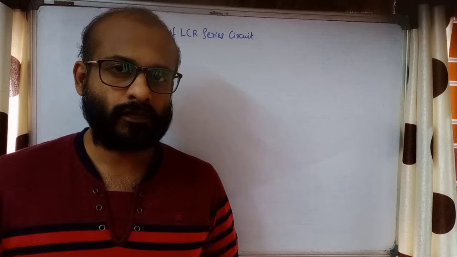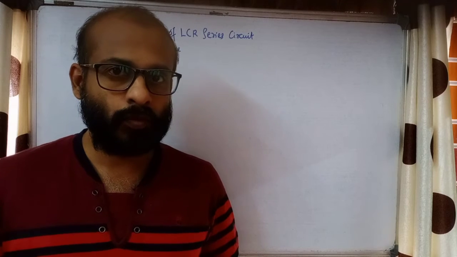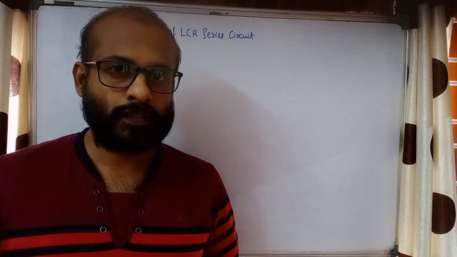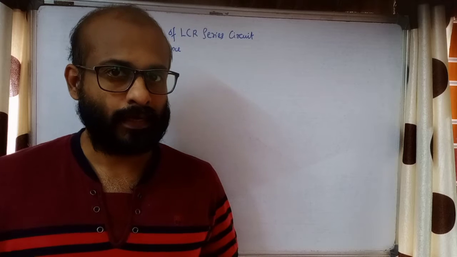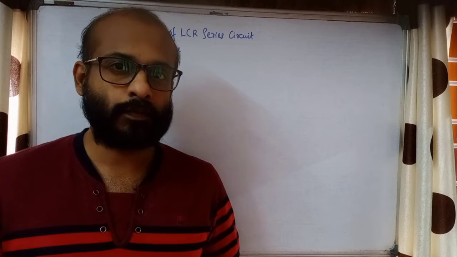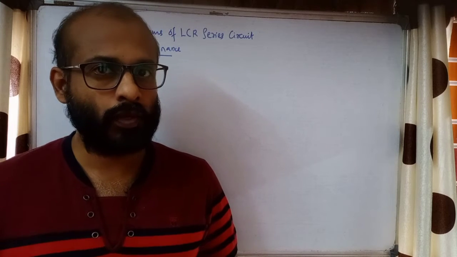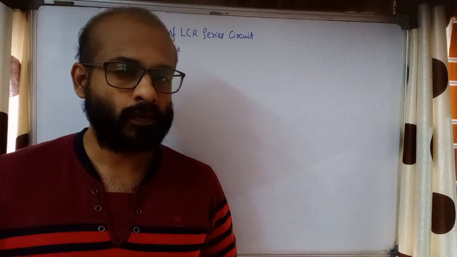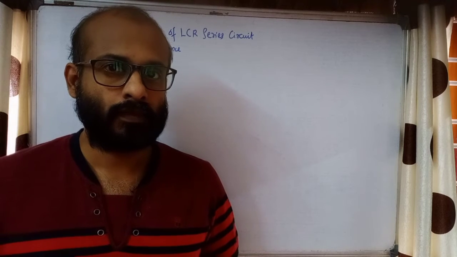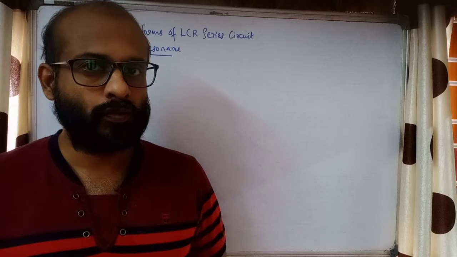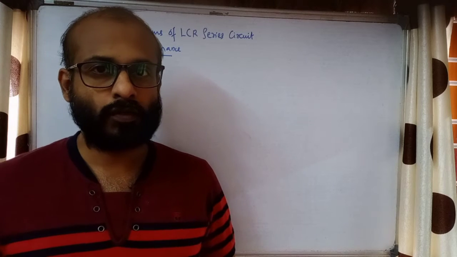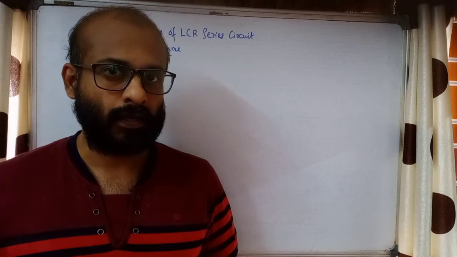In the previous class, we have seen a series LCR circuit across which an alternating EMF was connected. And we have seen the expressions for the impedance of the circuit, the instantaneous voltage as well as instantaneous current. Today, we are going to draw the waveforms of instantaneous voltage and current.